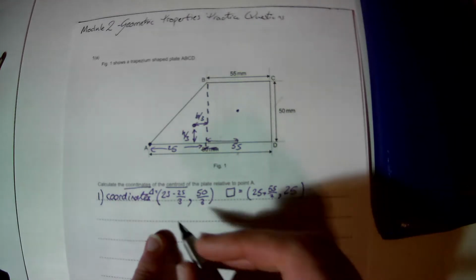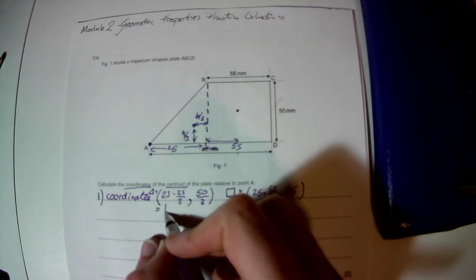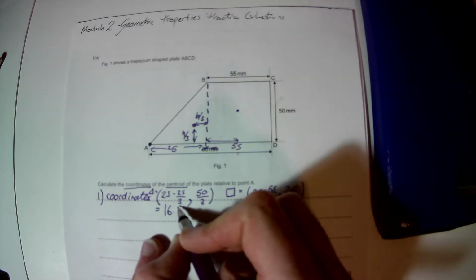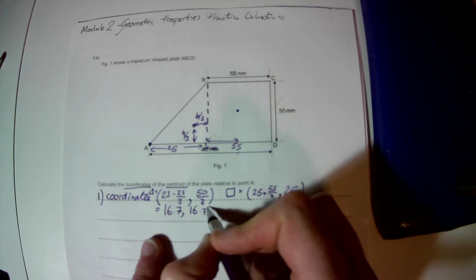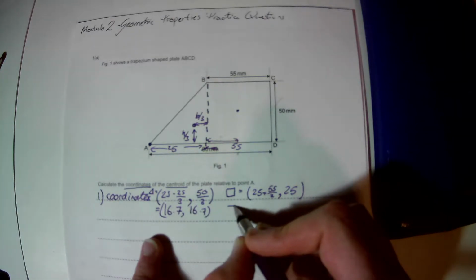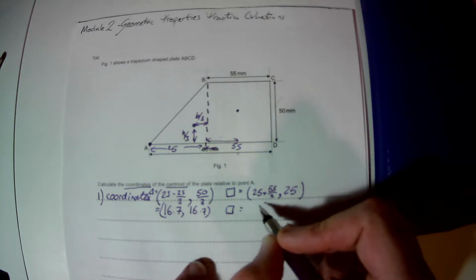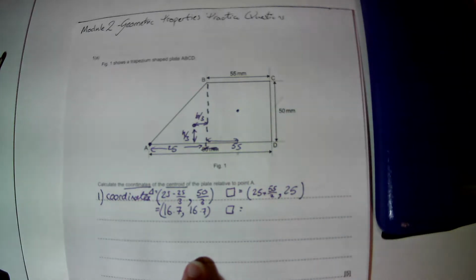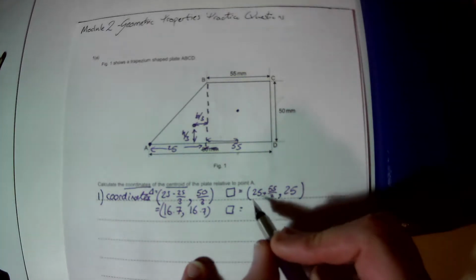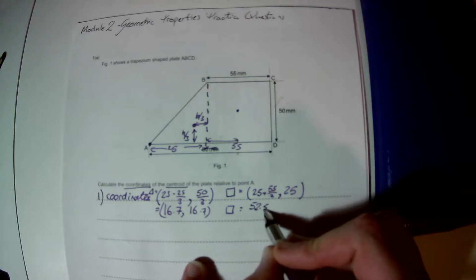So we work out what these are and put it in a calculator. We would get 16.666, which is going to round to 16.7 for these. And for the rectangle, we've got centre coordinates of 52.5 and 25.